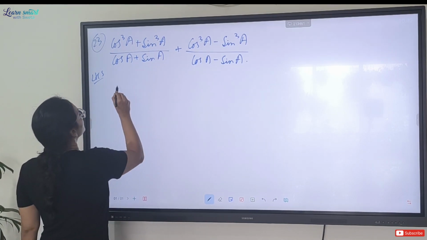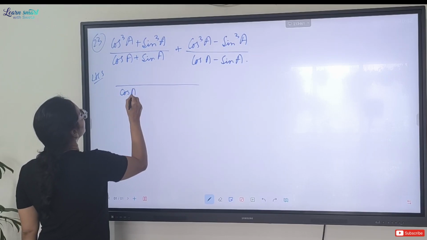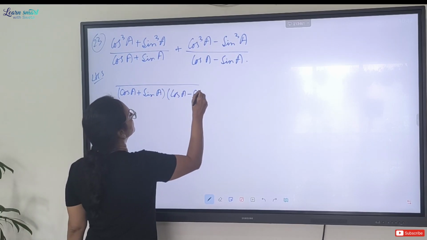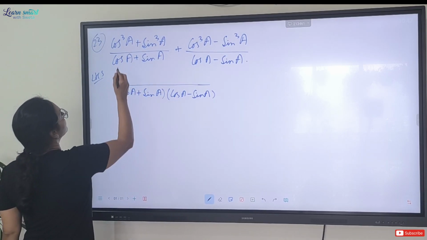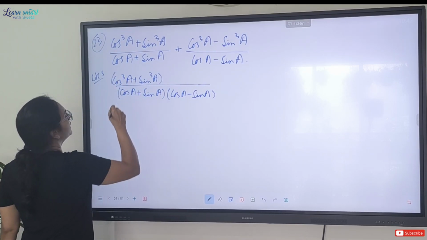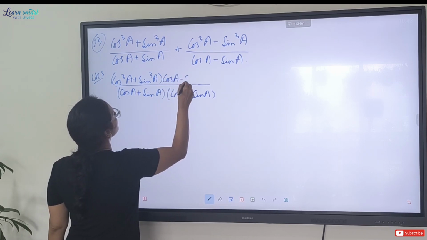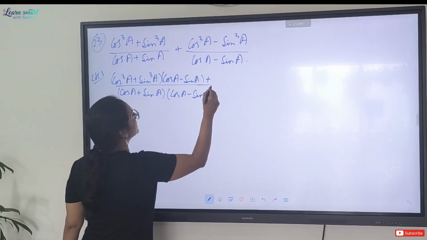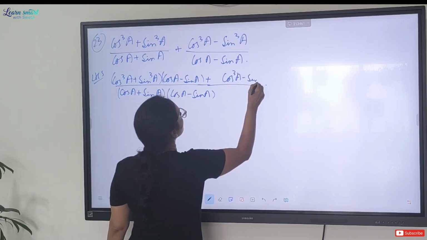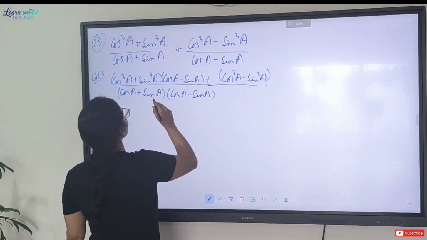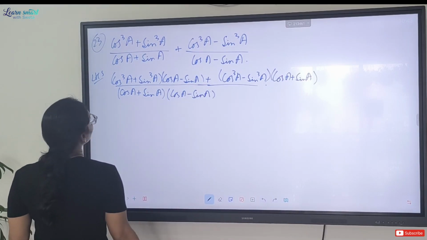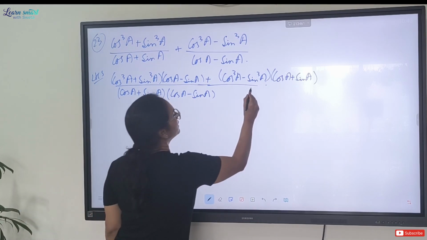So what can we do over here? Let's take the LCM and try to solve it. So the denominator we have is cos A plus sin A into cos A minus sin A. Cos A plus sin A into cos A minus sin A. After that, here we can write this as cos cube A plus sin cube A into cos A minus sin A, plus cos cube A minus sin cube A into cos A plus sin A.